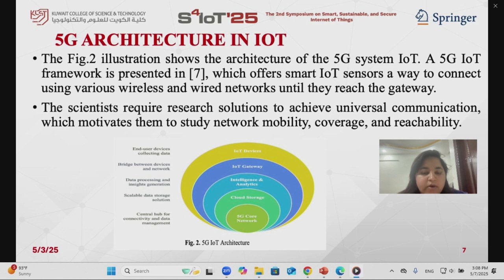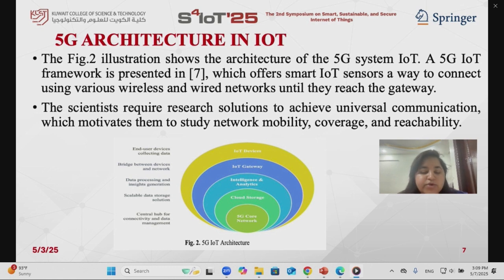The second layer is the IoT gateway. It is used as a bridge between the devices and the network. The third layer is intelligence and analytics, used for data processing and insight generation. The fourth layer is the cloud storage. Basically, cloud storage is a scalable solution for data storage. And the last layer is the 5G core network. Basically, it is the central hub for connectivity and data management.